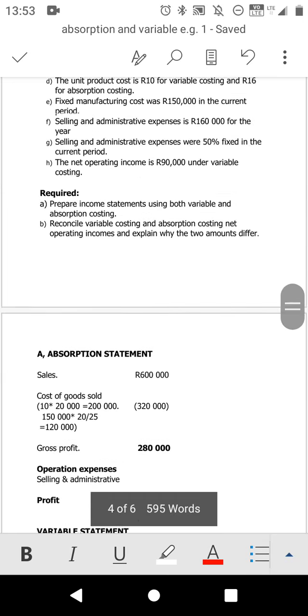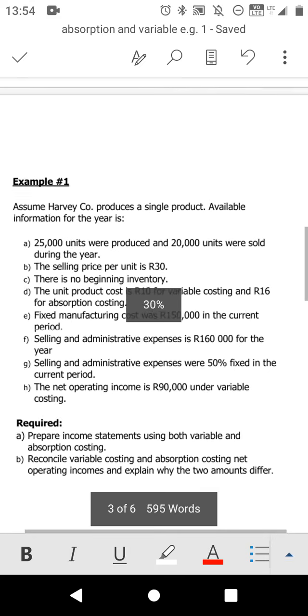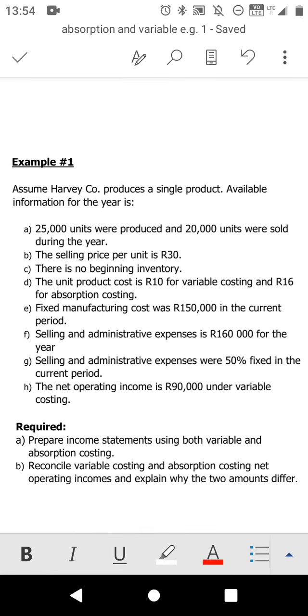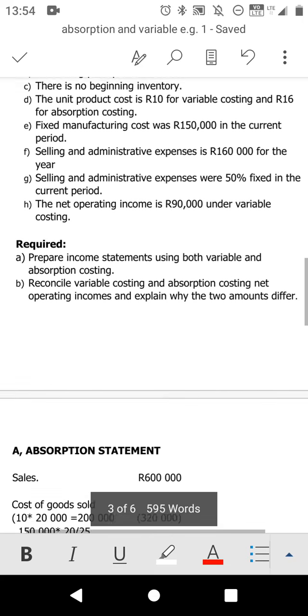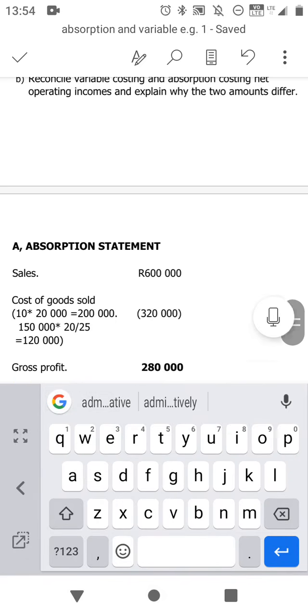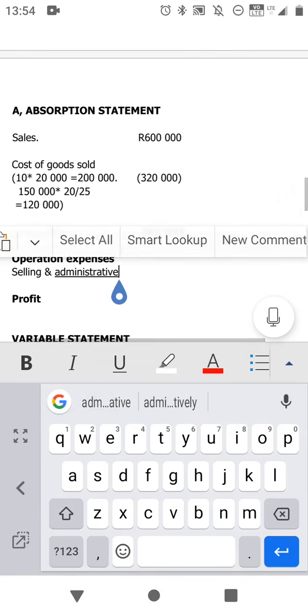Let's look at that amount. Remember, selling and administrative expense is always non-manufacturing. Then we have 160, which in item G they explain that 50% is fixed and 50% is variable. So under absorption, we are going to include the entire amount of 160. I hope now it's clear from the principle.